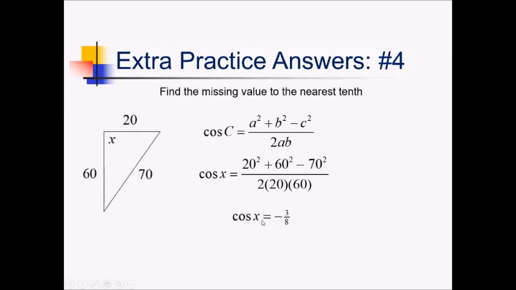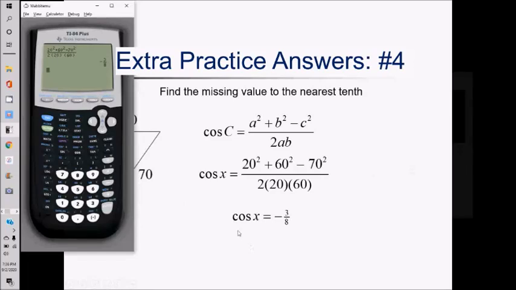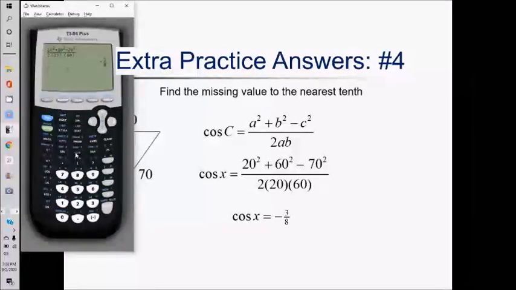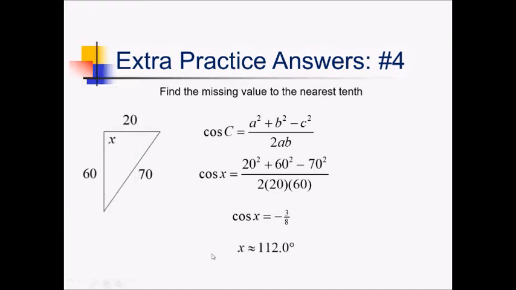To get the value of x itself, we need inverse cosine of that. So let me go back to the calculator, and then let's do second cosine, and then let me just arrow up to grab that so I don't have to rewrite it. Close the parentheses, press enter, and that's 112.0 degrees if we round off to the nearest tenth.